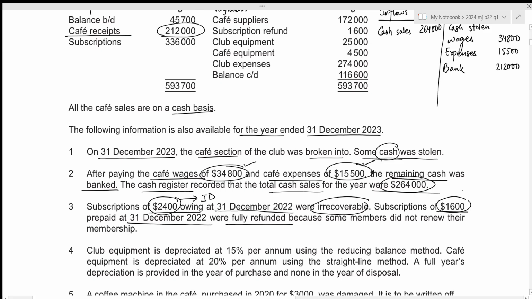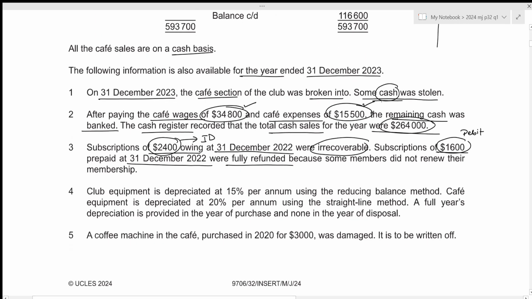And this will have to be recorded on the debit side within our subscription account because whatever amount was received during the year would have been on the credit side. And since in this case, this 1,600 will be paid back to the member by the club, we have to record it on the opposite side. So this will go towards the debit side. Then we have information regarding the depreciation.